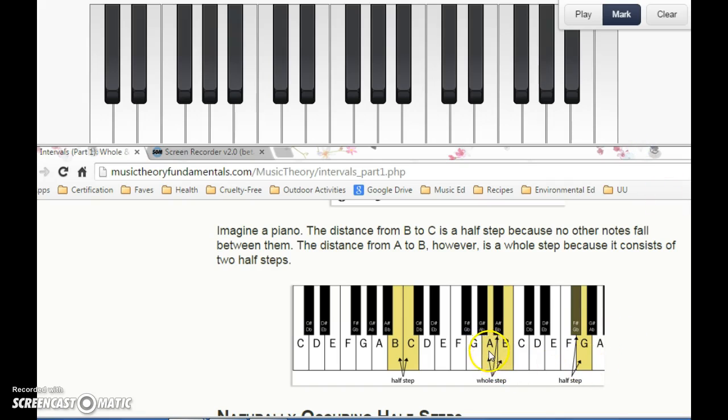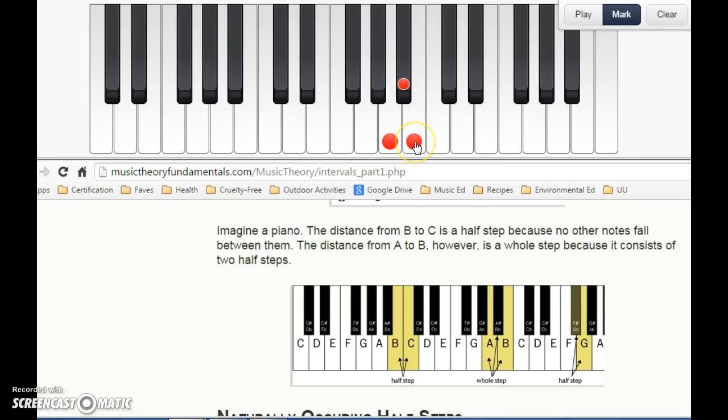If we wanted to look at the distance between A and B, that would actually be a whole step because it has two half steps together. So two half steps is the same as one whole step. So to show you that up here, to go from A to B, we have to traverse a few different keys to get there. So again, you see that there are three dots, which shows that it's a whole step. So this to this is a half step, this to this is another half step. So half step plus a half step equals a whole step. Just like in math, half plus a half equals 1. So this is a whole step.